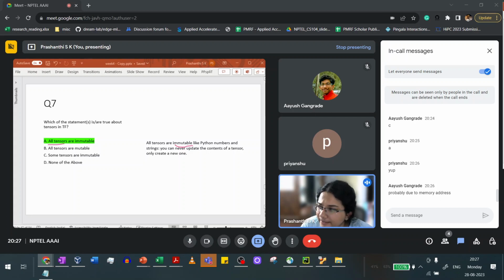Why would that need to be immutable? So let's say I have a variable, right? And that also has a memory address, right? Why do some things like numbers and strings have to be immutable? The memory address is not really unique to numbers and strings, right? Everything has a memory address.